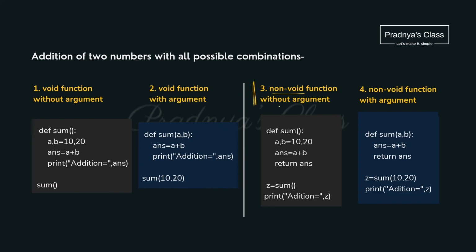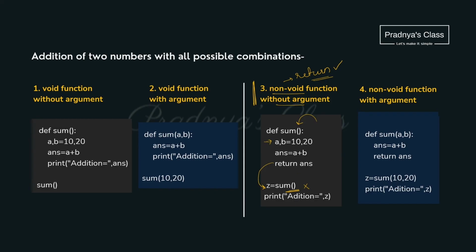Non-void function without argument. Non-void means you are returning the value back to the main. Without argument means you will not pass any parameter to the user defined function. You are not passing any parameter to the user defined function means user defined function will take its own value. You are returning the value back means you will accept it in some variable.